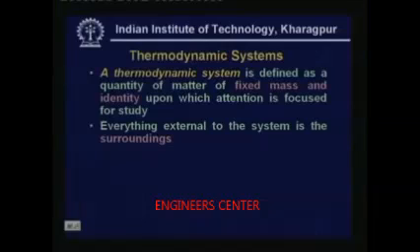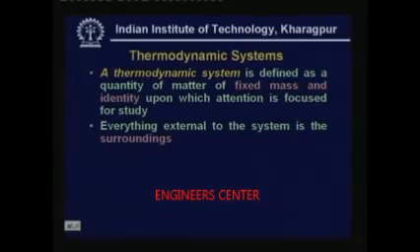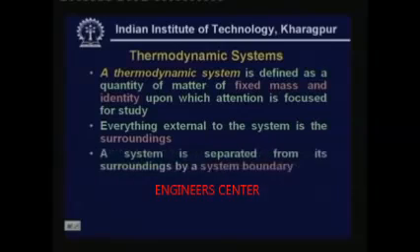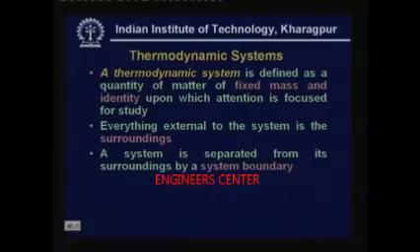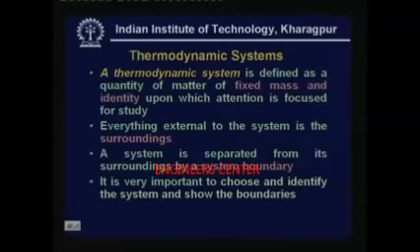And everything external to the system is called surroundings. So, you have a system and everything external to the system is surroundings. And generally a system is separated from its surroundings by what is known as a system boundary. In any thermodynamic or thermal engineering problem, it is very important, and in fact the first step, to choose and identify the system properly and show the boundaries. That means there should not be any ambiguity as far as the system and its surroundings are concerned.